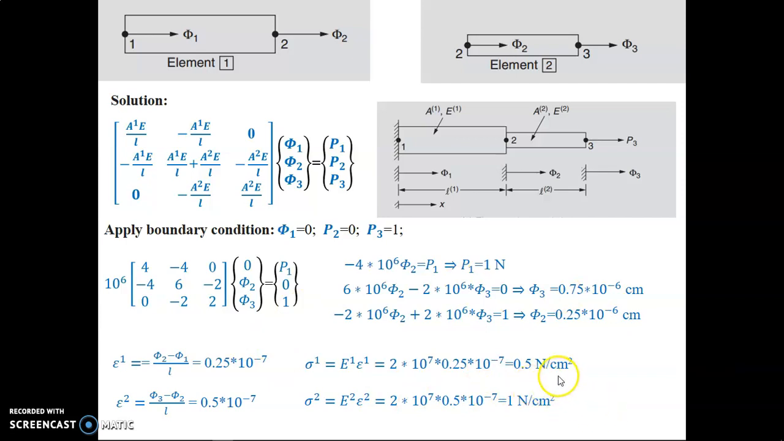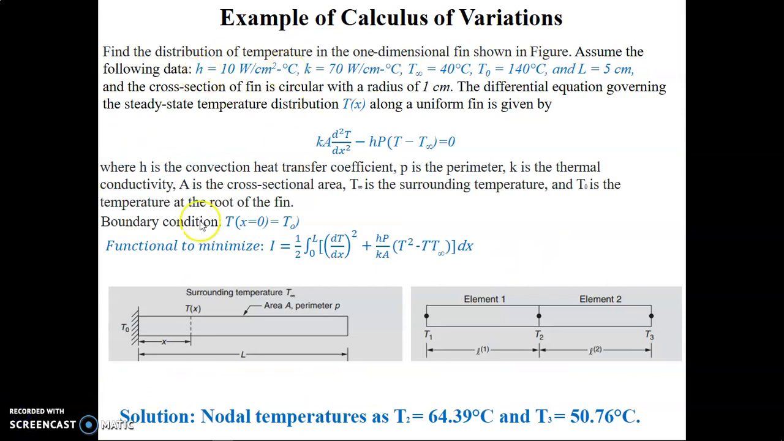So far we have found the displacement at the second and the third node. Then we have obtained the strains within the first element and second element, and the stresses within the first and second element. Now take this numerical as a home exercise. In this numerical, you have to find the temperature distribution within a film along the x direction. So it will be a problem of one-dimensional finite element analysis.